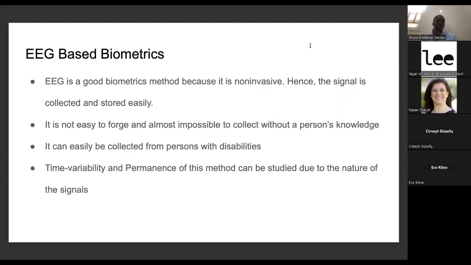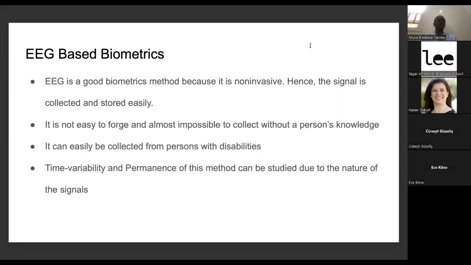EEG is a good method for biometrics because it is non-invasive, which means we don't have to cause any damage to the person's head or brain before we can collect the signal. Therefore, the signal is collected and stored easily. EEG is not easy to forge, and it is almost impossible to collect without the person's knowledge. EEG has a clear advantage over other methods because of its universality and its uniqueness. It can easily be collected from persons with disabilities.